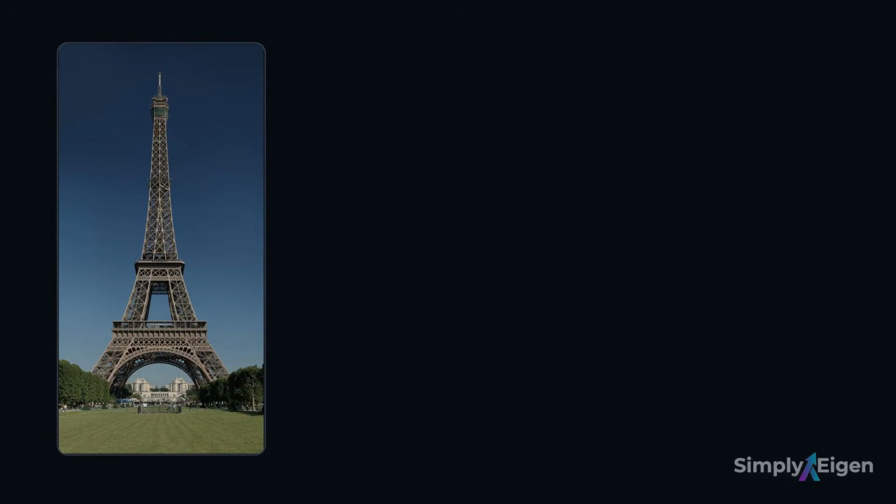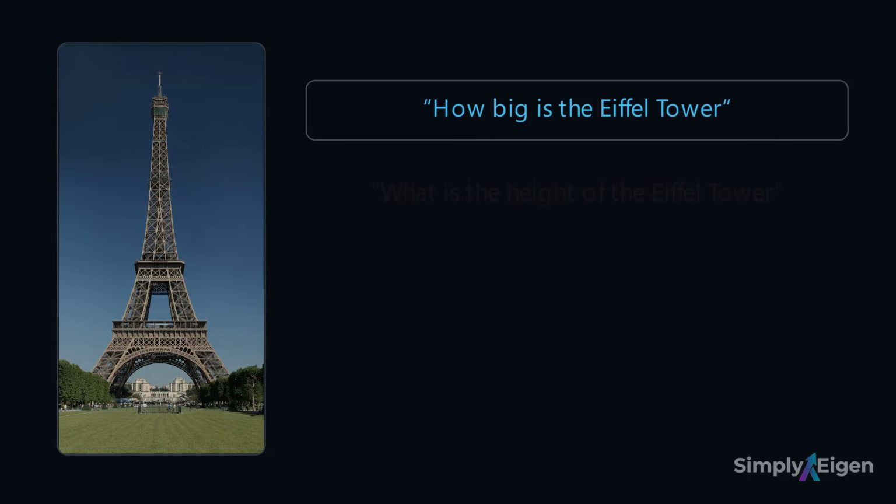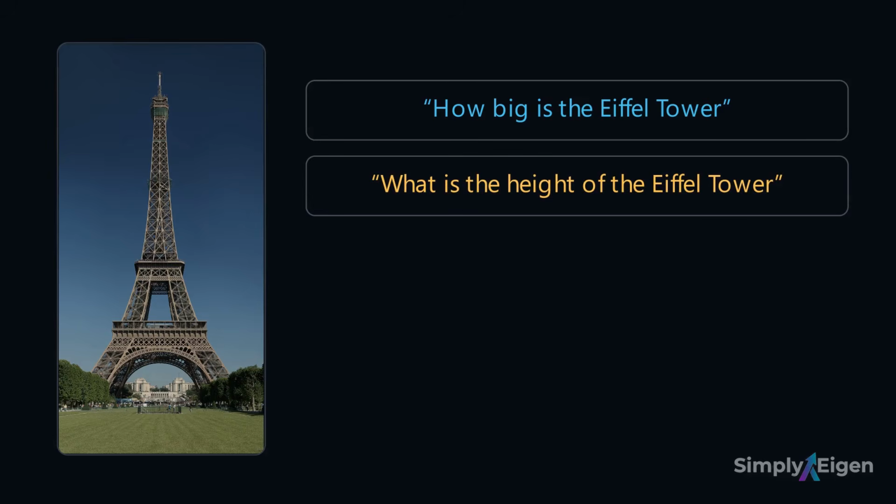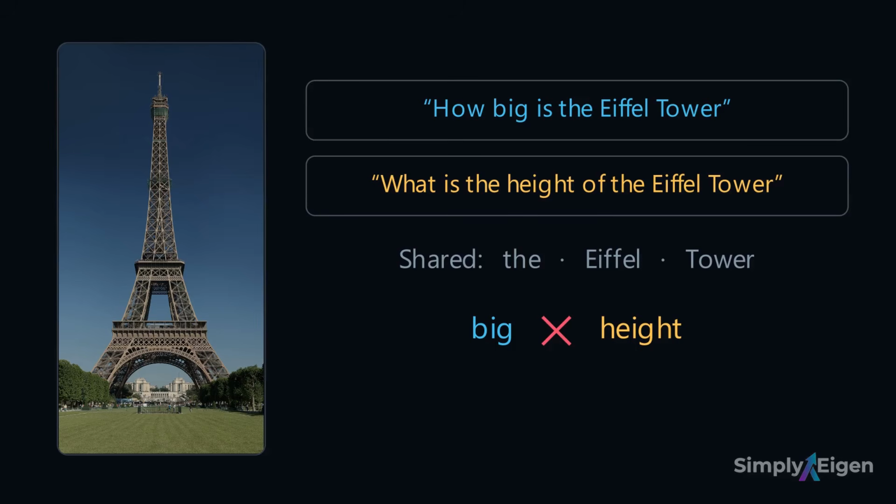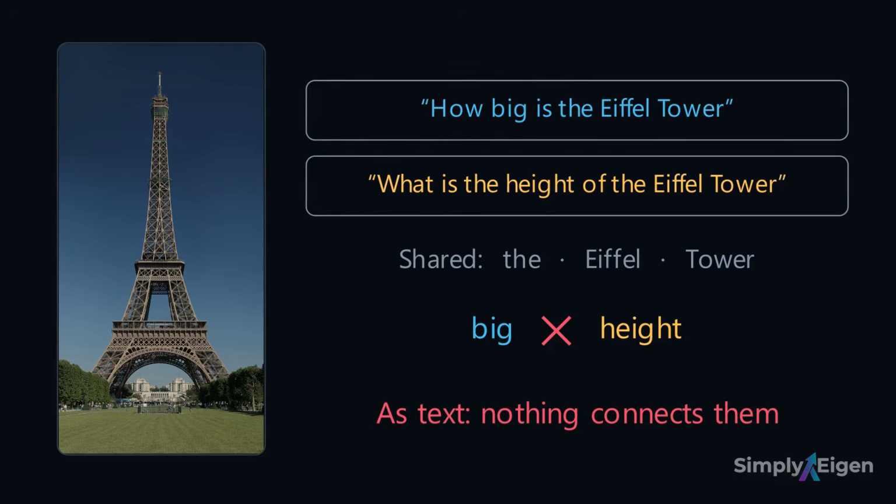Here are two questions. How big is the Eiffel Tower? And what is the height of the Eiffel Tower? Anyone reading those understands immediately that they are the same question. Now look at the actual words. They share the word "the," they share "Eiffel," and they share "tower," and that is it. "Big" and "height" have no letters in common. Nothing in those two sentences, taken purely as text, says they are asking the same thing.